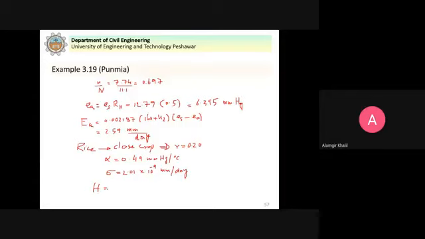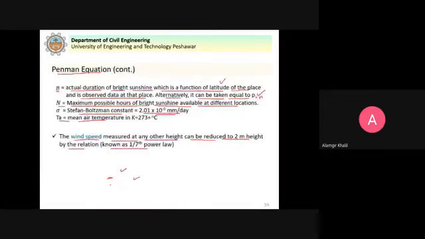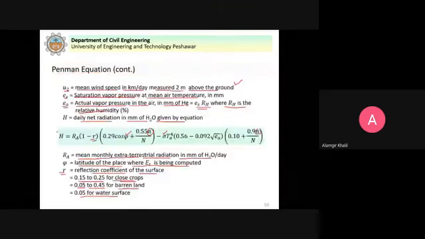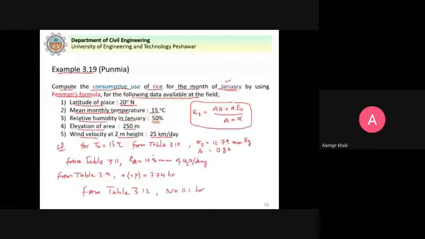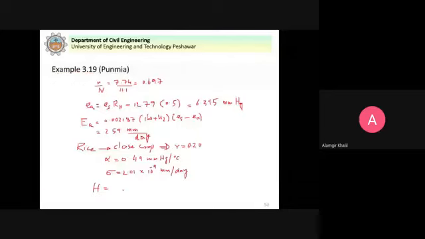So now we can estimate the value of H, the capital H here, that is given by this equation. H we can estimate now in here. So this H value comes out to be 2.14 millimeter of water per day.